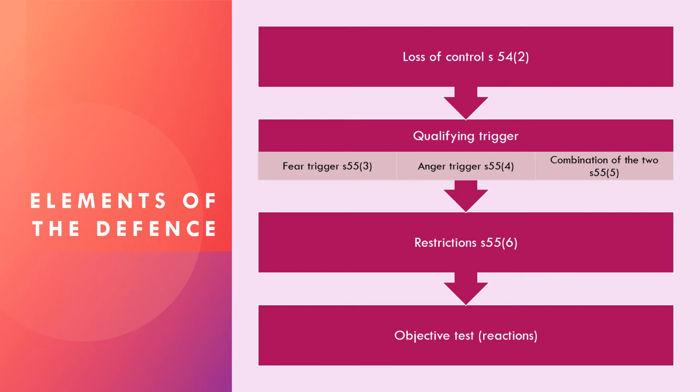So what we do is we look through loss of control. Was there a loss of control? We consider, was the qualifying trigger a fear trigger or an anger trigger, or a combination of the two. I've added restrictions, for reasons I explained earlier on in this video, as the third element. And of course, the objective test: would the person react in the same way according to the circumstances and age and sex of the defendant? So we need to do each of these in turn.